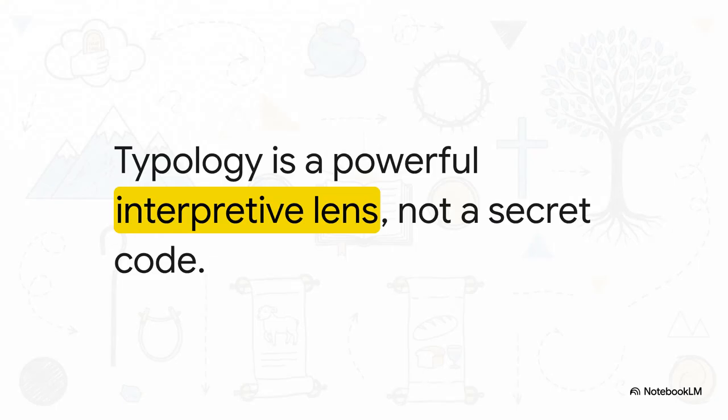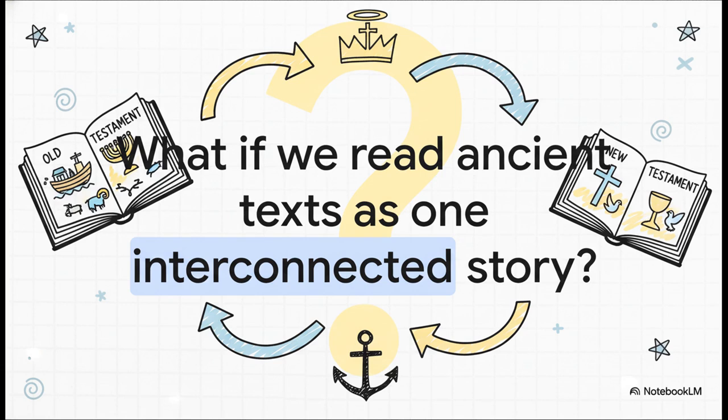So, in the end, it's probably best to think of typology not as some kind of secret code, but as a powerful interpretive lens. It's a way of reading that has shaped how we understand the Bible for centuries. It reveals these incredibly deep narrative connections, but it also comes with some very valid limitations that are absolutely worth thinking about. And that leaves us with one last thought to chew on, one that actually goes way beyond just the Bible. What does it change for us as readers, for our whole understanding of history and literature, if we start to look for these kinds of connections in all ancient texts, seeing them not as just isolated documents, but as parts of a single, interconnected human story?